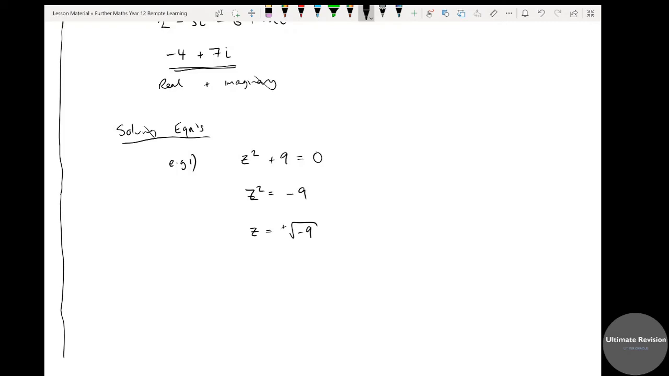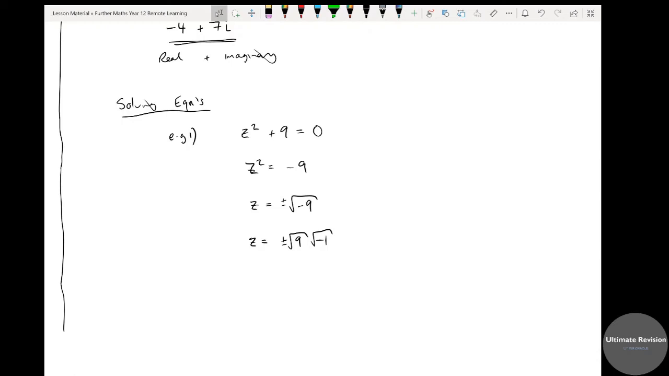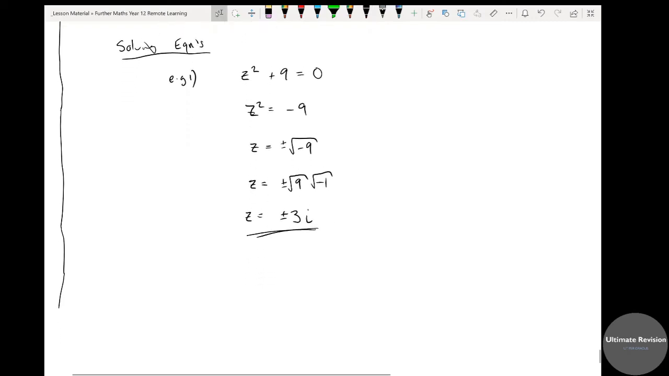I got to be careful. It is still plus or minus here. So then I can use normal surd rules, plus or minus root 9, root minus 1. I've just split that up. And that means z is going to be plus or minus 3i. And your calculator will actually solve this, the formula mode. It will give you the complex solution so you can check your answer.